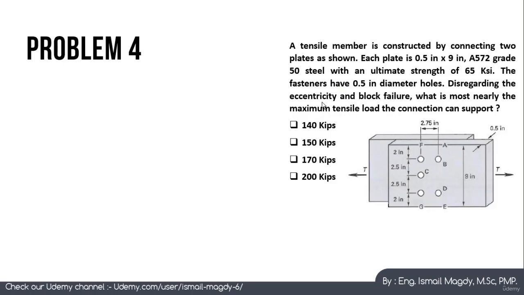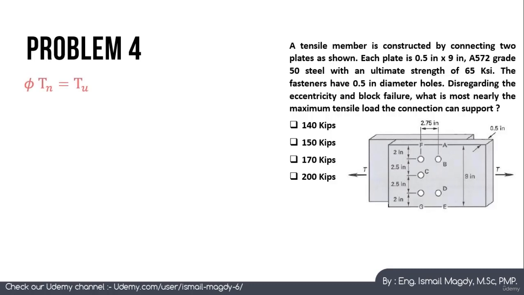Here we are disregarding the block failure. This means we now have two modes of failure, which is either yielding or rupture failure. So we are going to check each failure mode, and whatever the lower value for the tensile load, this will be our governing value. So first let's start by yielding.